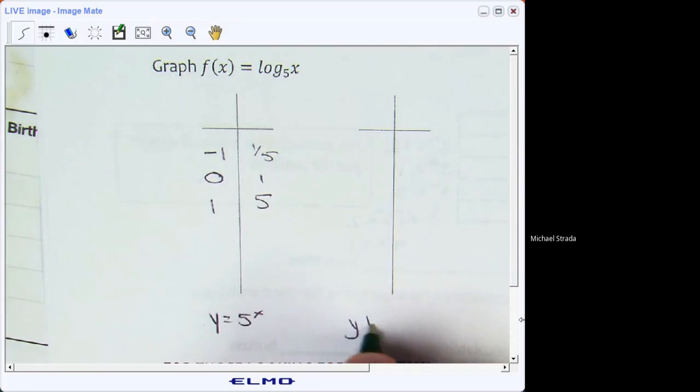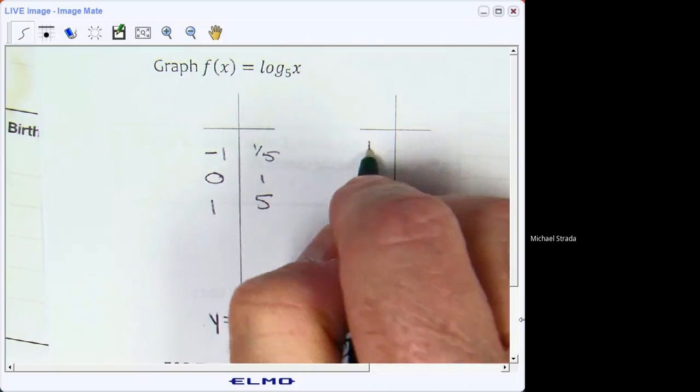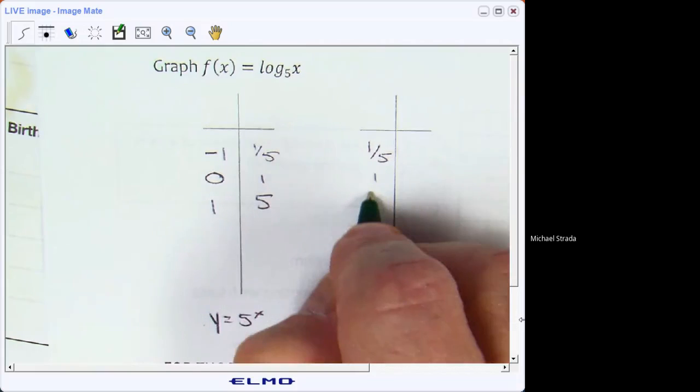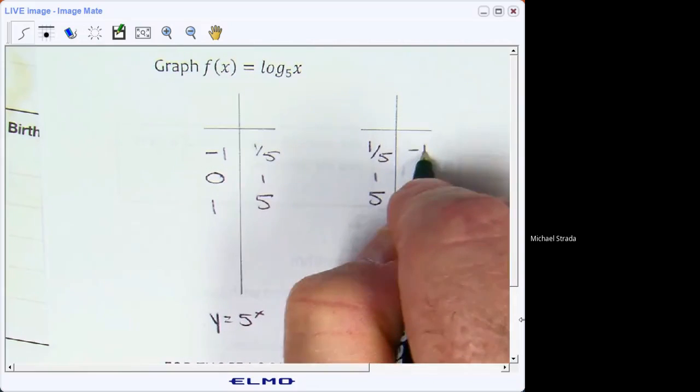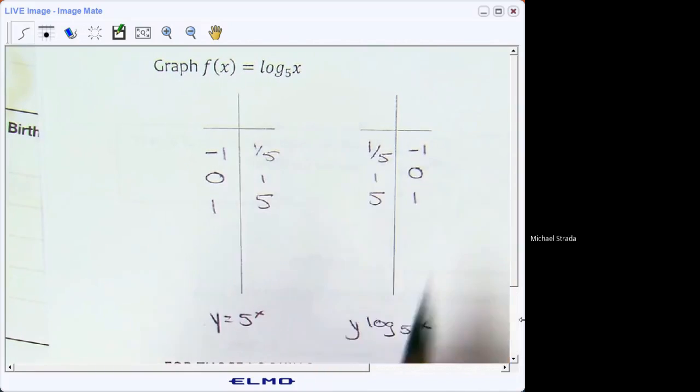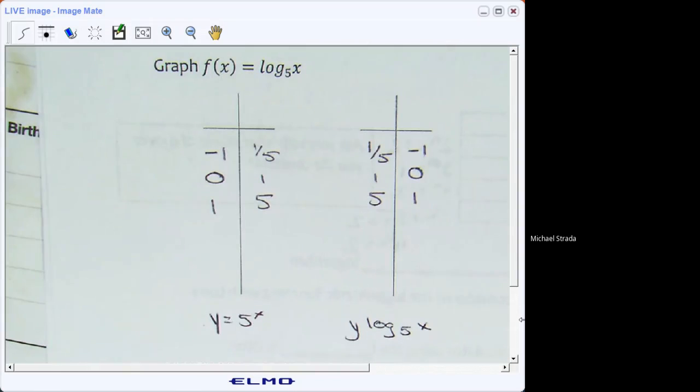When you do the log of base n, all you're doing is flipping that. And they're inverses of each other, so we flip the x and the y. So 1/5 would give us -1. The log base 5 of 1 would give us 0. The log base 5 of 5 would give us 1. 1/5, -1 is about there. 1, 0 is about there. 5, 1 is a little up there.